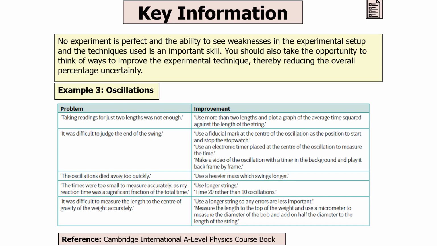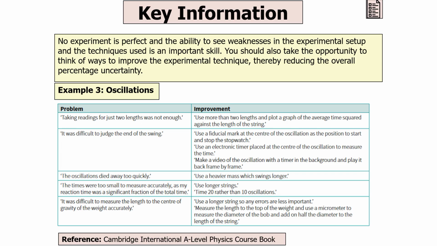If you consider oscillations, taking readings for two lengths was not enough. So use more than two lengths and plot a graph of average time squared against the length of the string. It was difficult to judge the end of the swing, so you could use a fiducial marker at the center of the oscillations as the position to start and stop a stopwatch. Use an electronic timer placed at the center of the oscillation to measure the time, or you can make a video of the oscillation with the time in the background and play it back frame by frame.